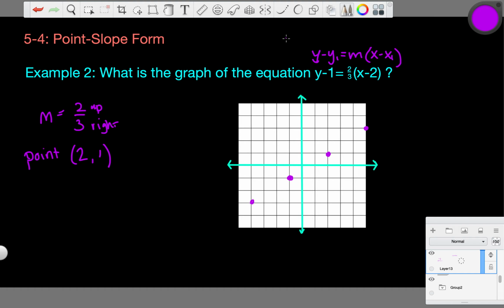Okay? And then what you can do is connect that line. And then it is drawn. Okay? So we like to always draw arrows on the end because it goes on indefinitely. Okay? So we're moving on together.